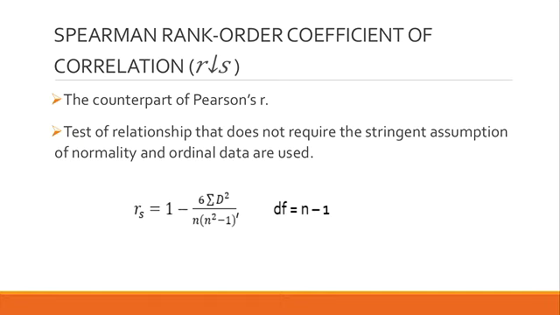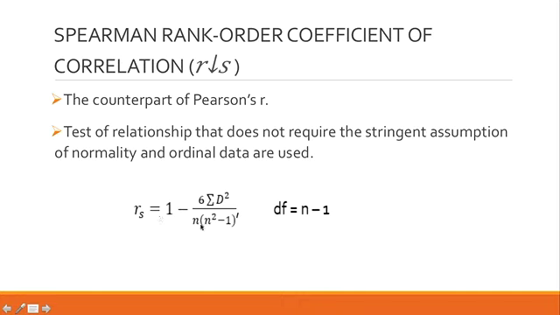does not require the stringent assumption of normality. In other words, if it is given in a problem that the distribution is not normal, then you cannot use the Pearson's R. That is the time that you're going to use the alternative, which is the Spearman. And basically, this is used for ordinal data. So the formula looks like this one.